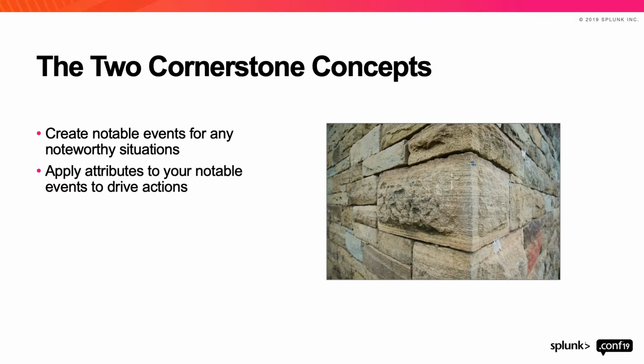And the second thing is that we're going to apply attributes to the notable events that we create that are going to be used to drive subsequent decision making, like how to group them and when to alert. Those attributes are nothing more than field value pairs on the notable event, leveraging all the standard Splunky concepts like lookups and evals. So those are the two fundamental things this blueprint design has.